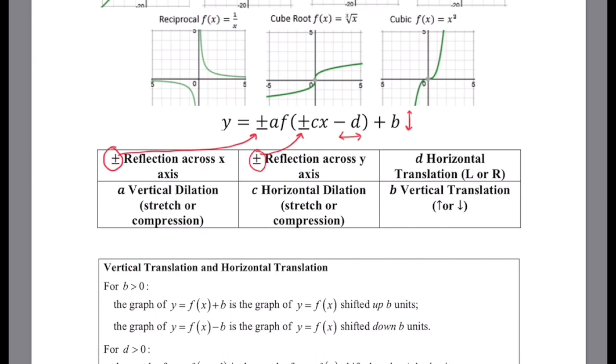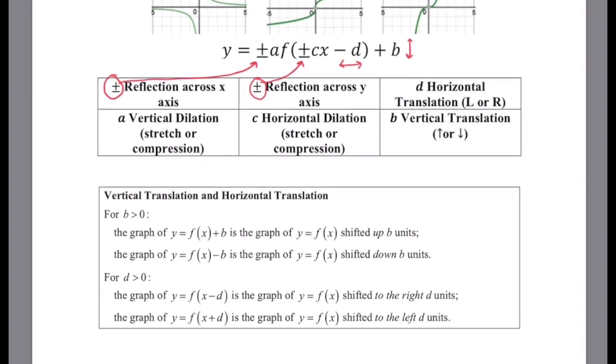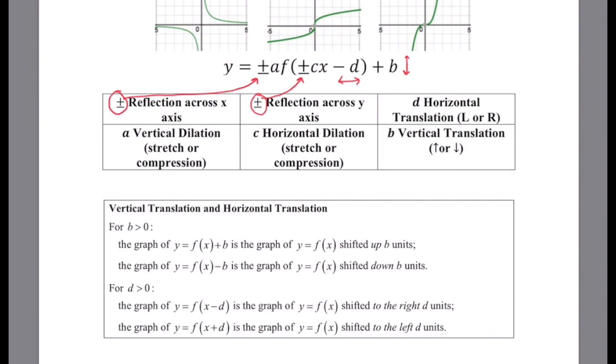Let's first take a look at a few examples that are associated with our B, whether or not we're going to shift our graph up or down, and how we can determine that. We will shift our graph up if we have a positive B on the outside of our function. We will shift our graph down if we have a negative B.